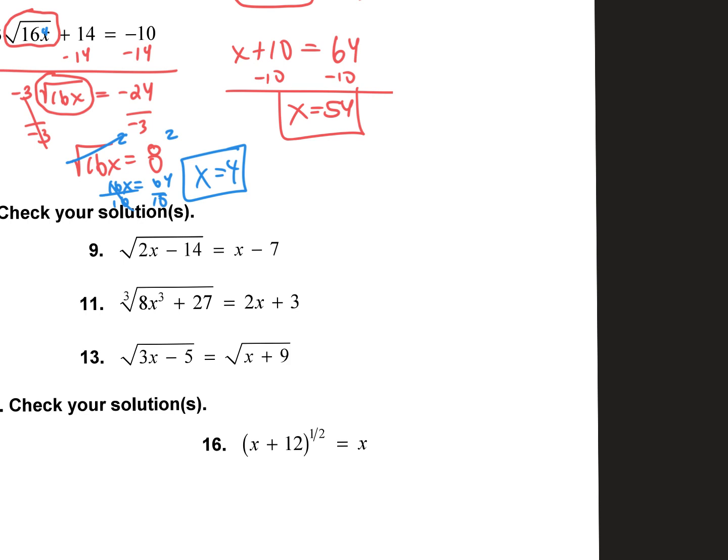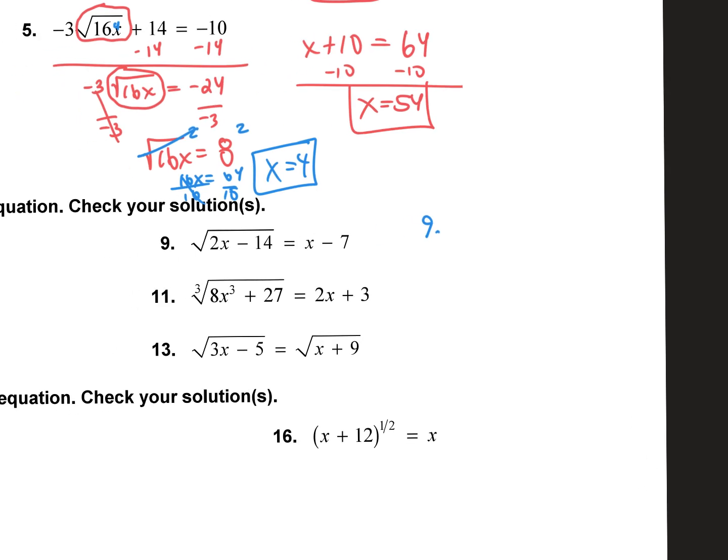All right, let's look at something like number 9. I'll do number 9 over here. I need to get rid of my radical. So the first thing I'm going to do is say, okay, here is my radical. Is it by itself? Yes. So how do we now undo that radical? How do we get rid of it? You square it. We're going to square both sides. So guys, remember, when you square one side, you have to square the other.